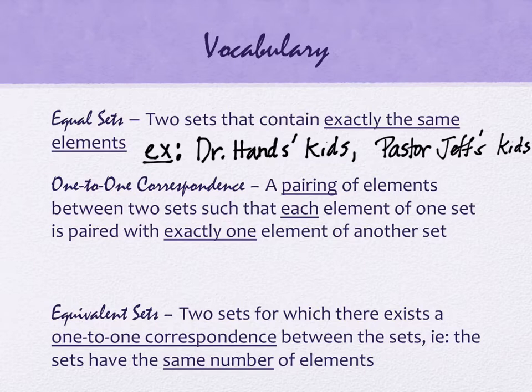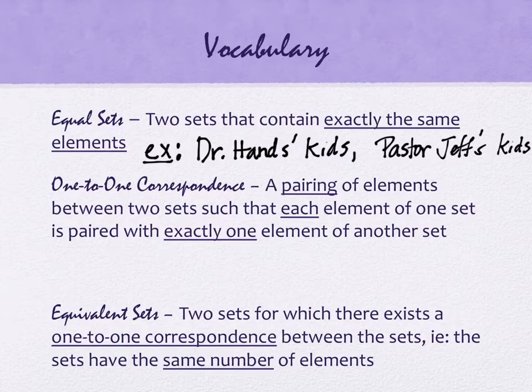One pairing together. So when that happens, and you're able to do that with two different sets, you have what are called equivalent sets on the bottom. And I'm going to fill something in the middle here, but let me just show how this is related. So equivalent sets are two sets for which there exists a one-to-one correspondence between them. In other words, they have the same number of elements. Okay, they don't have to have the same elements, just the same number.